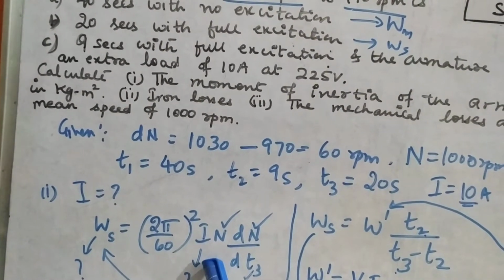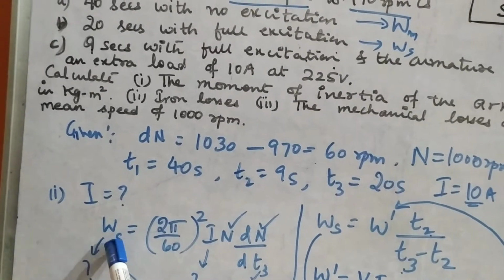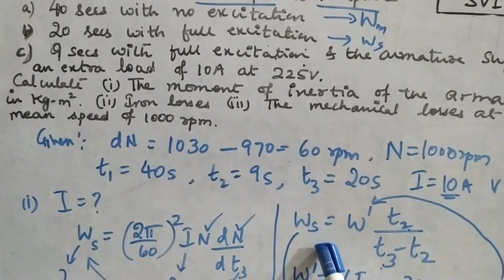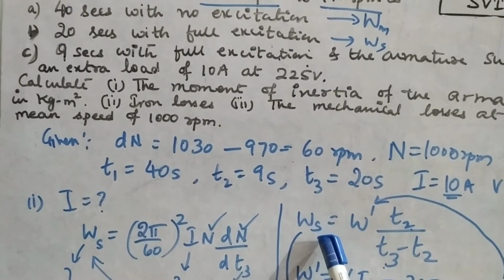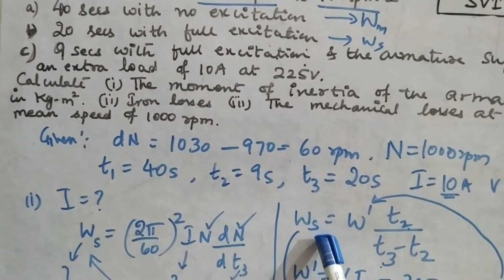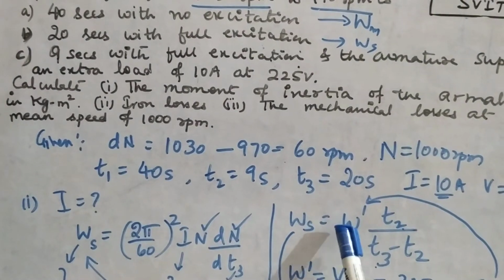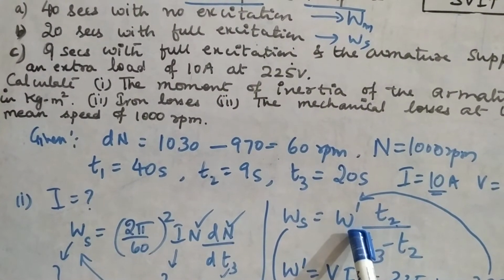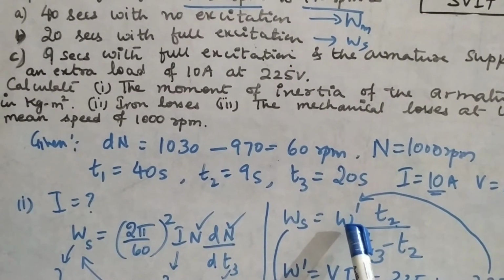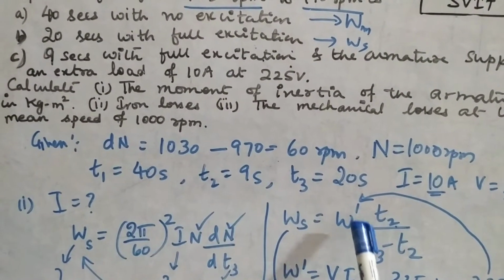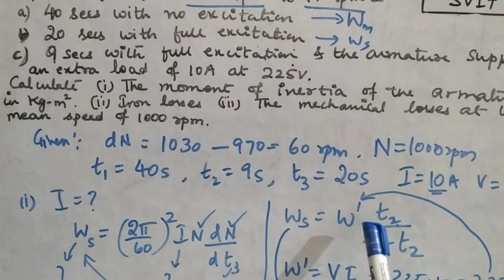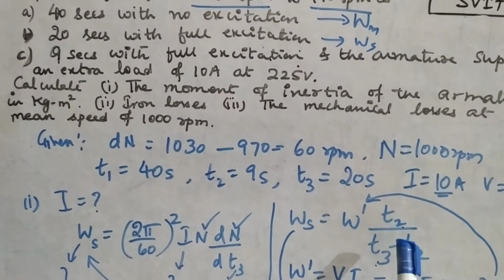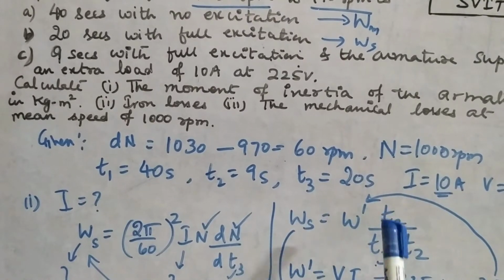To determine the moment of inertia, you should also know the value of Ws, that is, the stray loss. Stray loss can be obtained when there is full excitation, right? So here we can write W dash into the difference of the two times, that is, the time with the full excitation and the other time with the intermediate position.